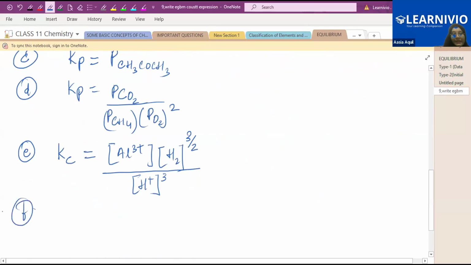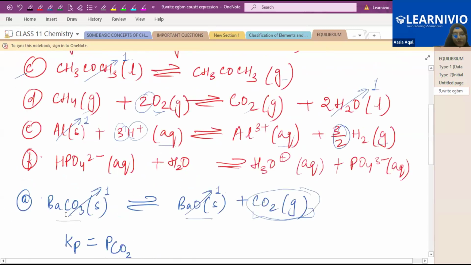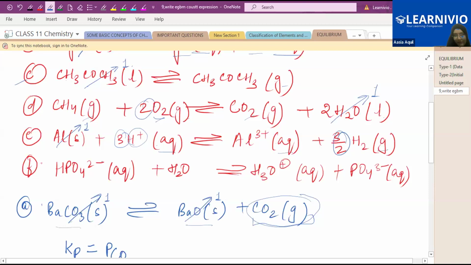Yes. Let's see the last one, ma'am. HPO4 2 minus. This is an aqueous phase, right? This is the water, basically in liquid form, right? H3O plus hydronium ion is in aqueous phase. This is an aqueous phase.